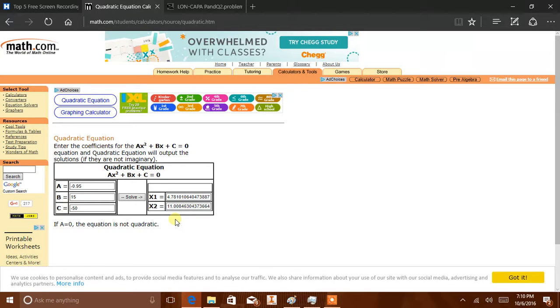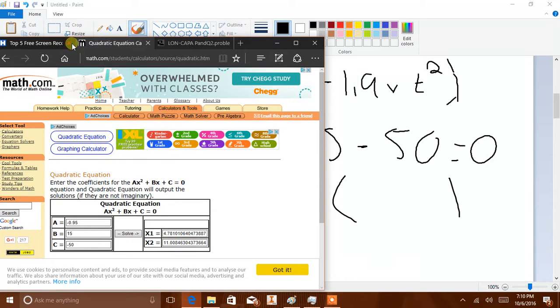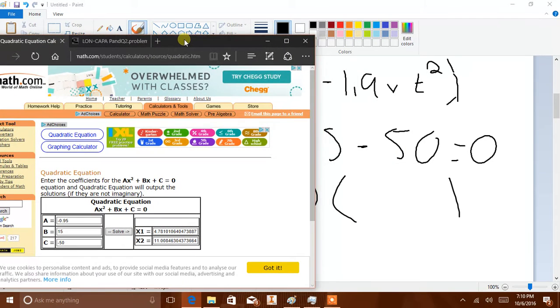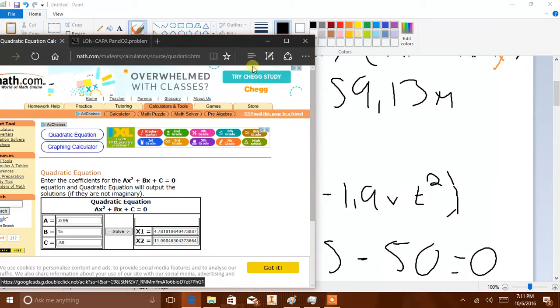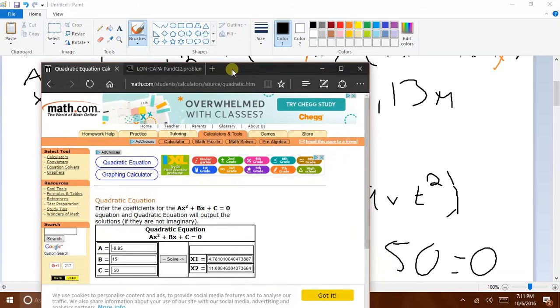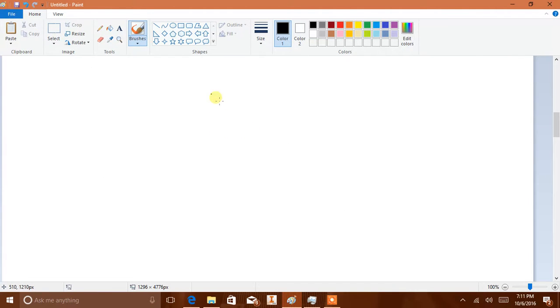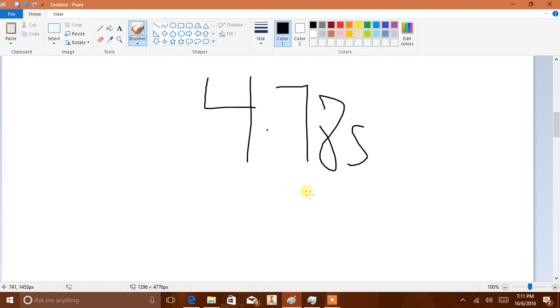It's a pretty sweet deal. Now if we use our common sense here, as you can see, there's an 11 and there's a 4. The car hits the asteroid in 7.6 seconds. So any number that's greater than 7.6, you're just going to crumble into the asteroid again. And don't get me wrong, these are both correct answers, but we want to look for the one that's going to work for us. So 4.78 is looking smaller, is looking better. So 4.78 seconds is looking pretty sweet because you won't hit the car.